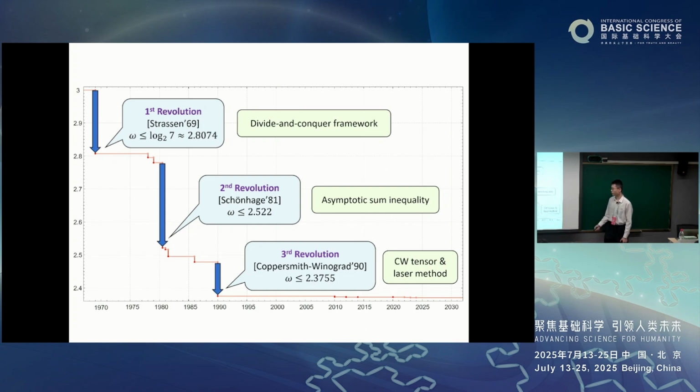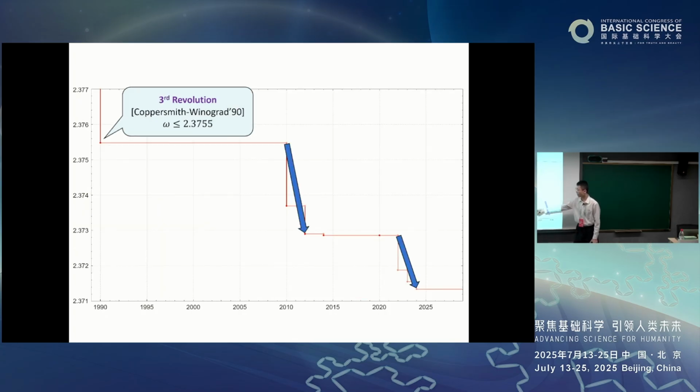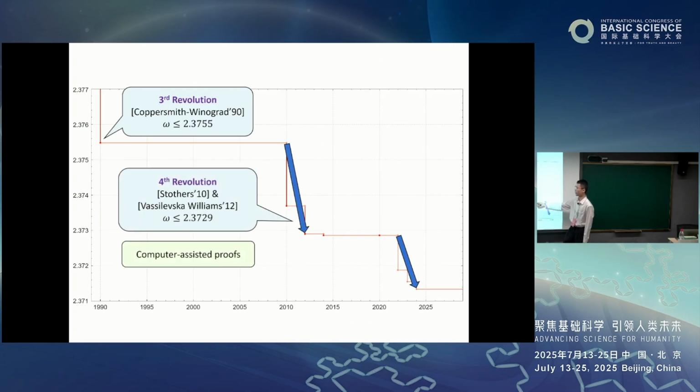Then let's continue. So these are the three main revolutions. And if we take a closer look into the part from the 1990s until today, although all of those improvements are relatively smaller compared to the three major ones, there are still some relatively larger improvements that brought important ideas into the field. The first one was made by Stothers and Vassilevska Williams. They improved omega on the third digit after the decimal point until like 2.372 something.